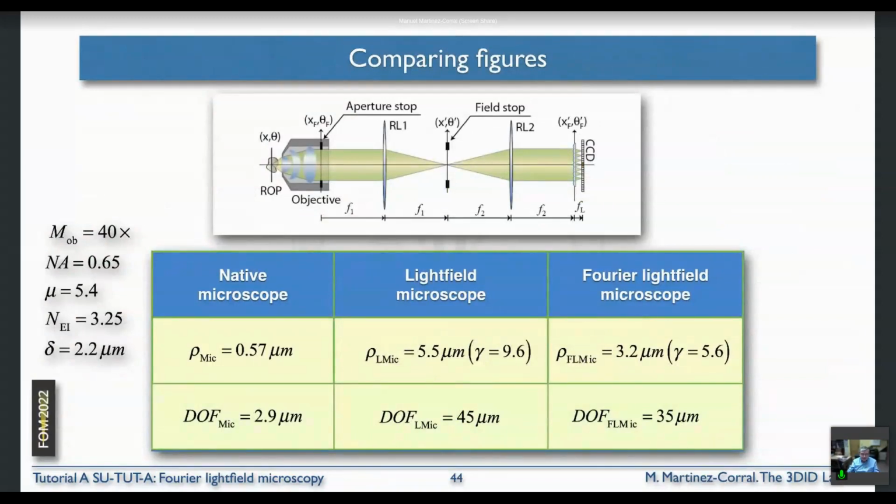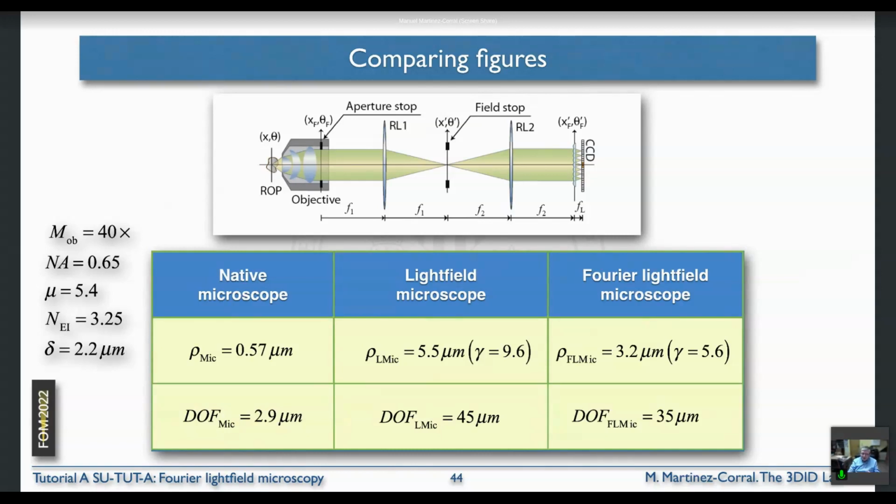This is the native microscope. Of course, now we have a better objective, and therefore we have better resolution. The Lightfield microscope resolution is now better than before, but still quite poor. And now this is the resolution we obtain. Still not very good, but much better than this. The system is much more flexible and it's linear and shift invariant.